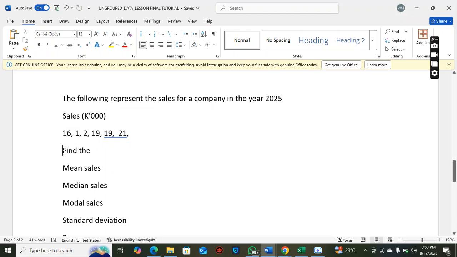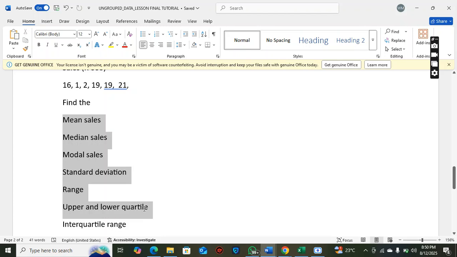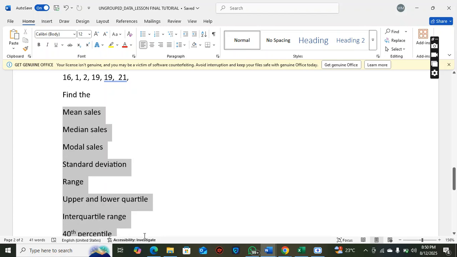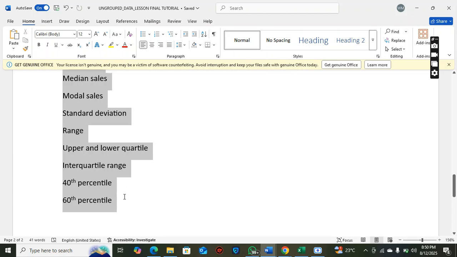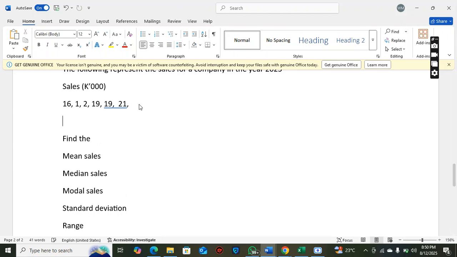So we have to find this information: the mean, median, mode, standard deviation, the range, upper and lower quartile, interquartile range, and the 40th percentile and the 60th percentile. First things first, we just need to rearrange the numbers in order. So we have 1, 2, 16, 19, 19, 19, 21. All right, we've arranged the numbers.